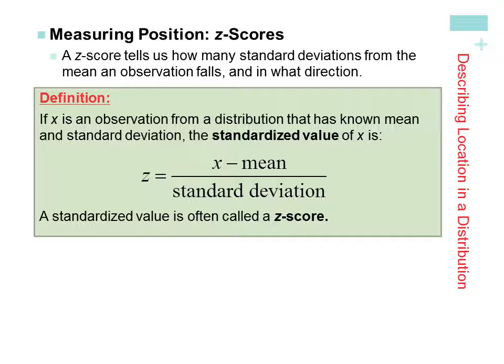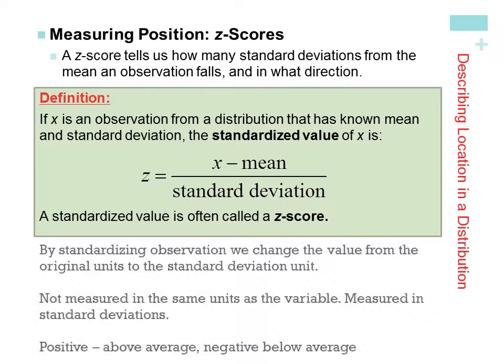So a z-score is, okay, let's take my observation, let's subtract the mean from it, and that tells us exactly how far it is from the mean, but then let's divide by the standard deviation. Let's divide by the average distance from the mean. That will give us our z-score. Okay, by standardizing an observation, we change the value from the original units to the standard deviation unit. So the standard deviation's in the denominator, that's your new unit. Okay, so z-scores don't ever have meters, centimeters, standard deviation does, but not your z-score.